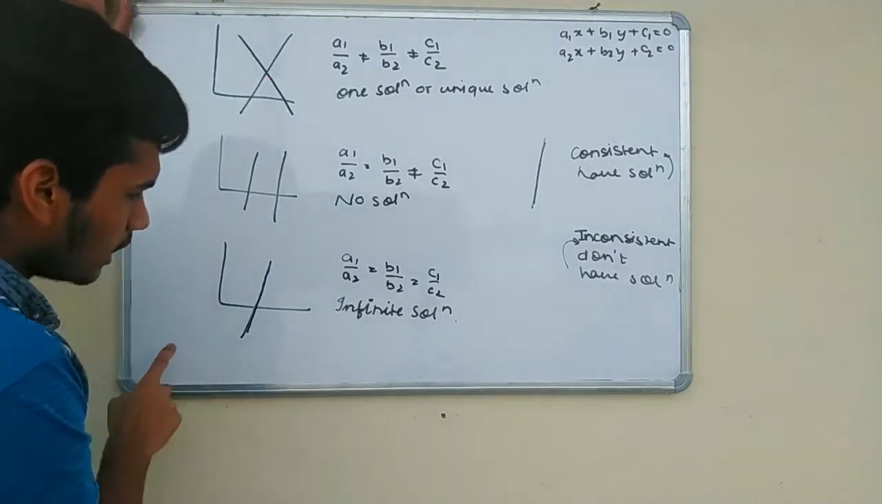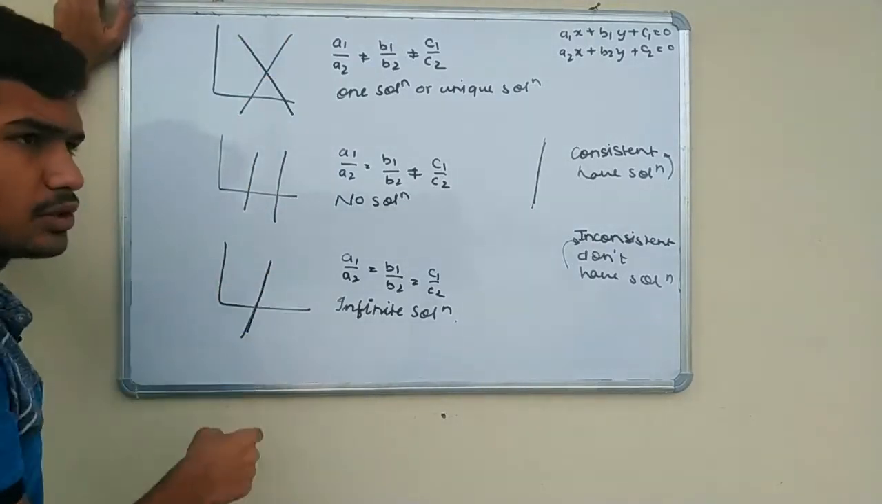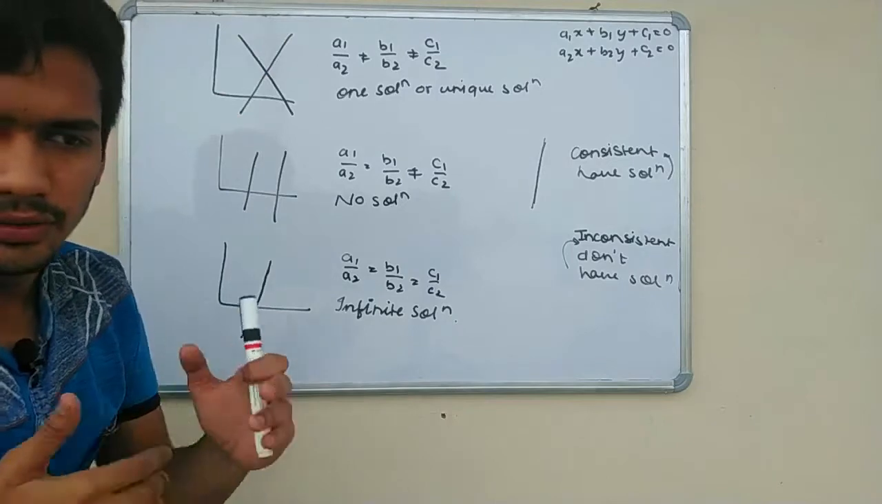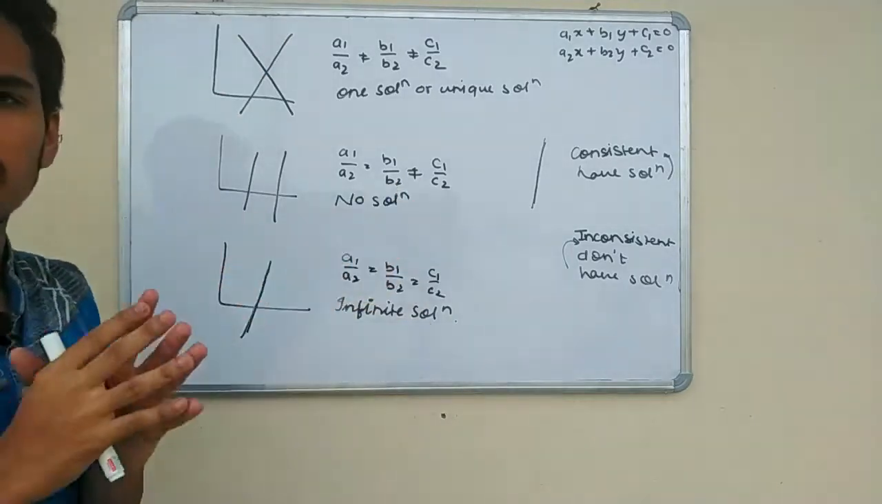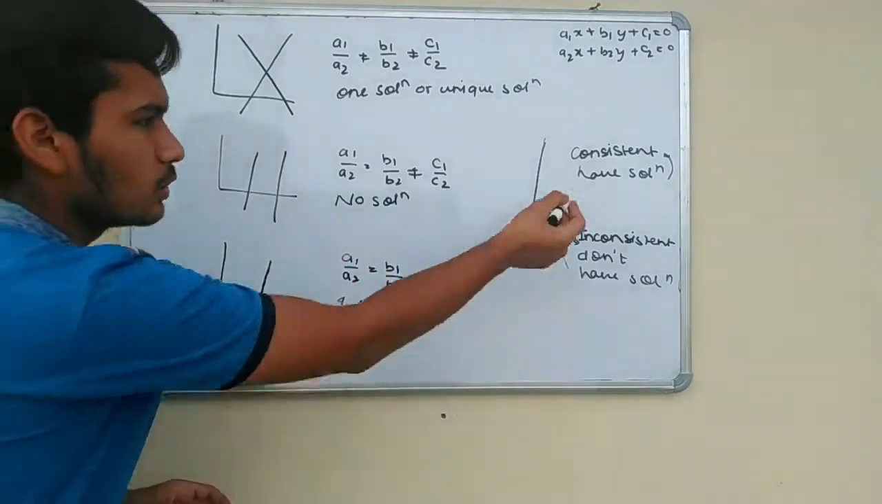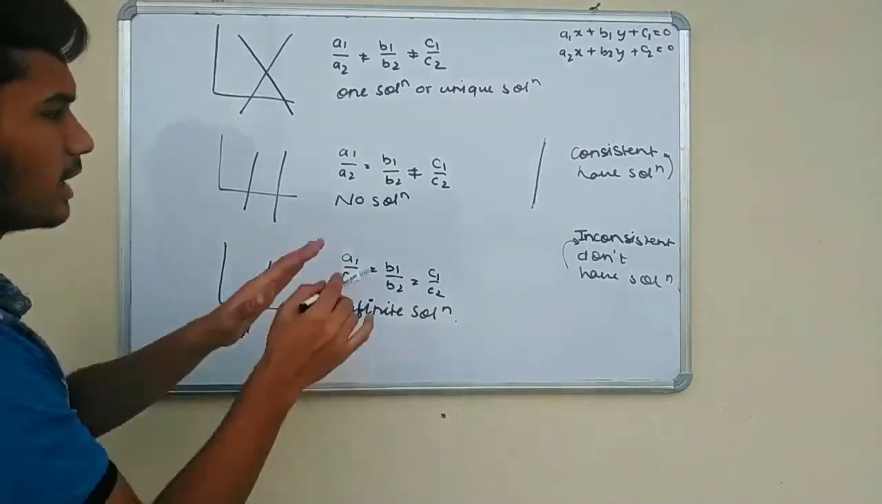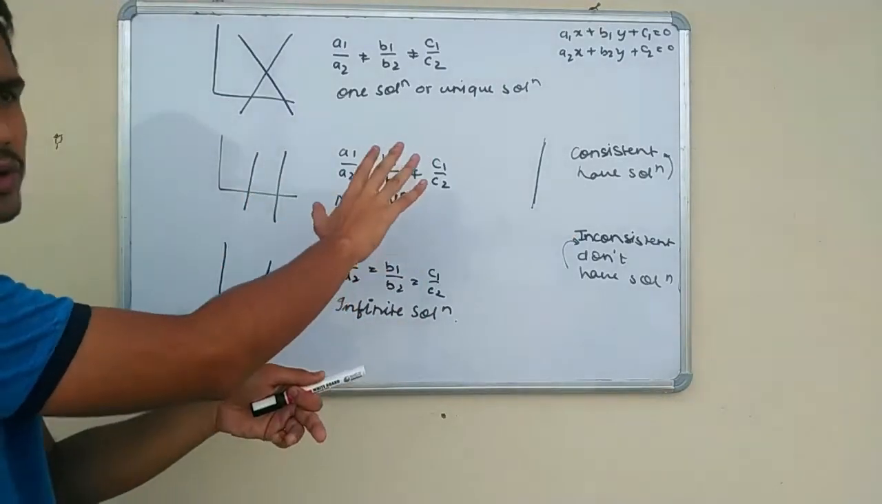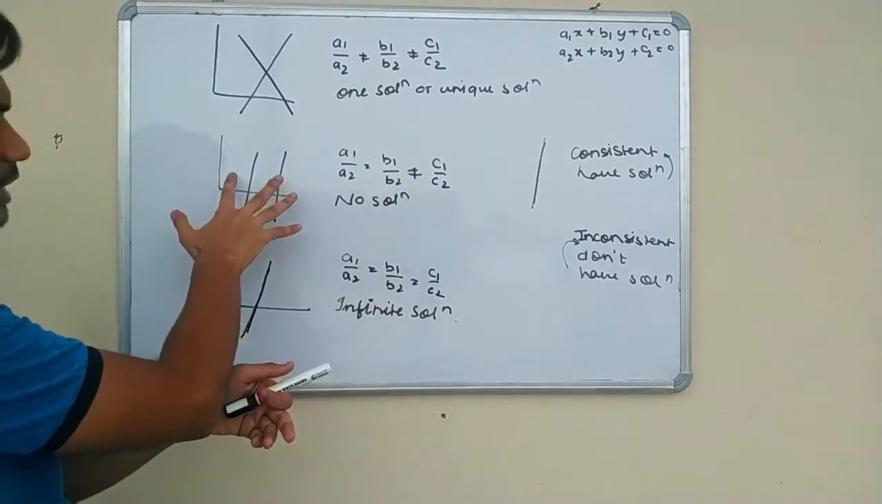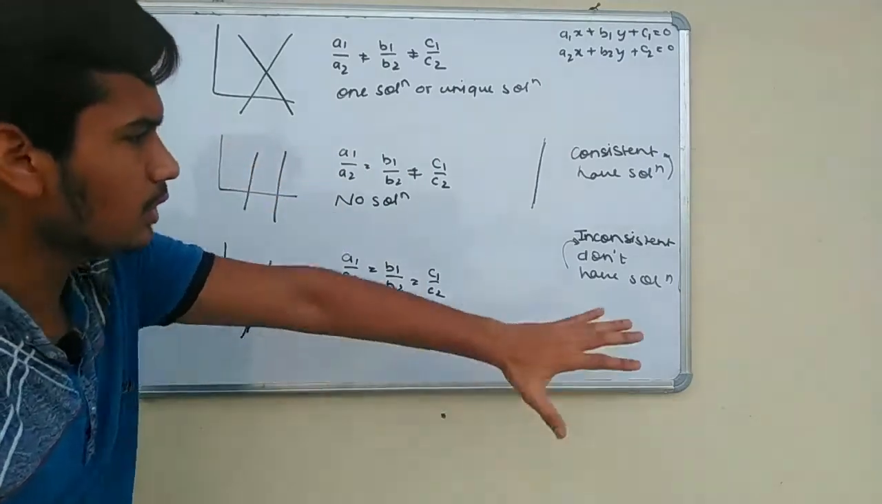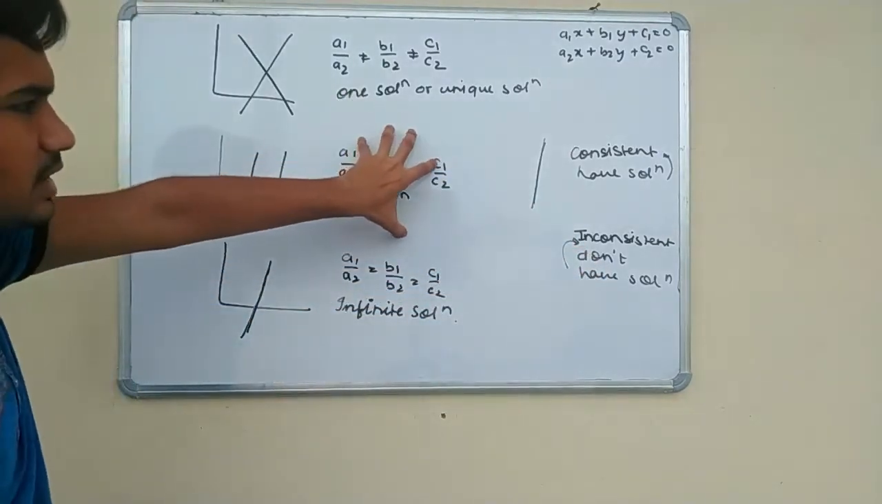Here we have infinitely many solutions. It means we have solution, but they are uncountable, they are infinite, but we have solution, so this can also be called consistent. Here we have no solution, we don't have any solution here, these lines are not intersecting at any point, so this case is inconsistent.